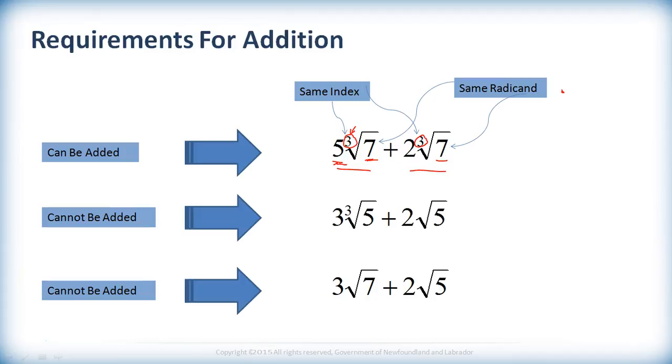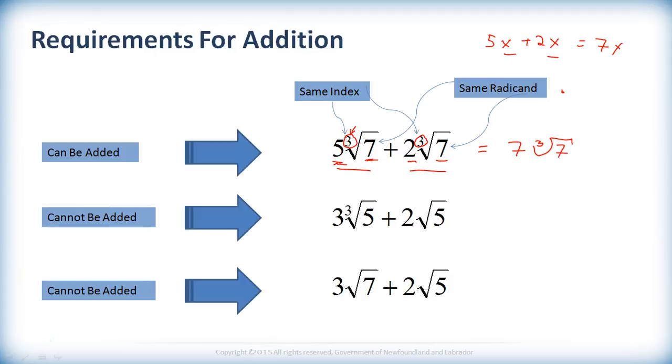The coefficients, 5 and 2, don't have to be the same. So when we add these together, as long as we have the same radical part, so the same index and radicand, it's kind of like having 5x plus 2x, where x is the radical bit that's the same. So that would give us 7x. So in this case, what we have is 7 times the cube root of 7. Okay, 5 and 2 are 7.